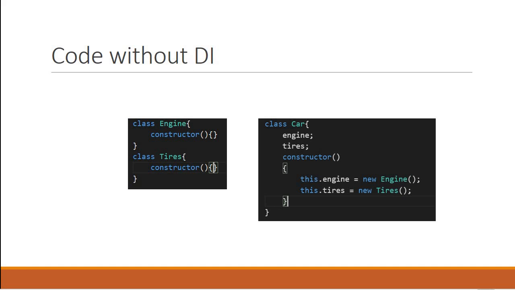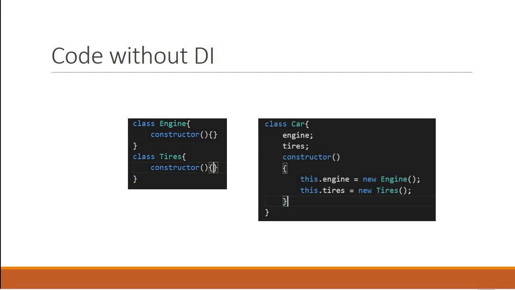So consider three classes, one for a car, one for an engine, and one for tires. For simplicity, let's assume we only need an engine and few tires to build a car. So a car has two dependencies, engine and tires. In the car class, the constructor itself creates copies of the engine and tires. So when you instantiate a new car, the constructor instantiates a new engine and new tires. Simple enough, right? But there's a problem with this code.